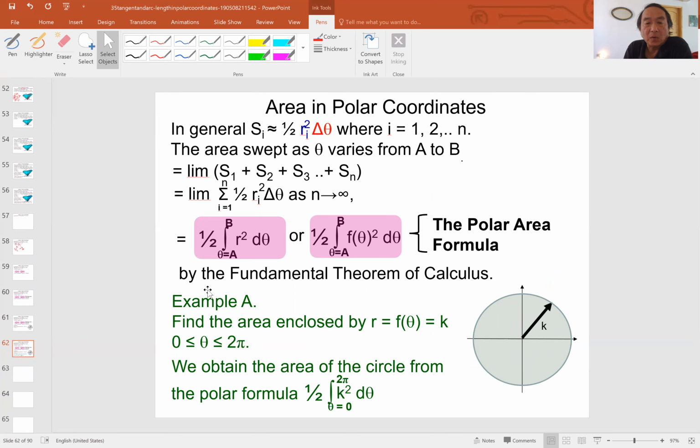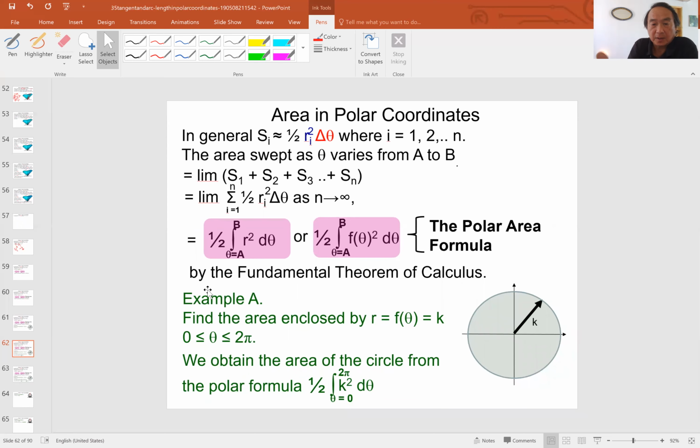And here are some examples using this formula. In the example over here, compute the area of a circle. Of course, it comes out with pi r squared, or pi k squared in this case. Again, watch out for how many times the number is swept through. If I put this circle as a sine of theta, then you wind up with 4 pi k squared.